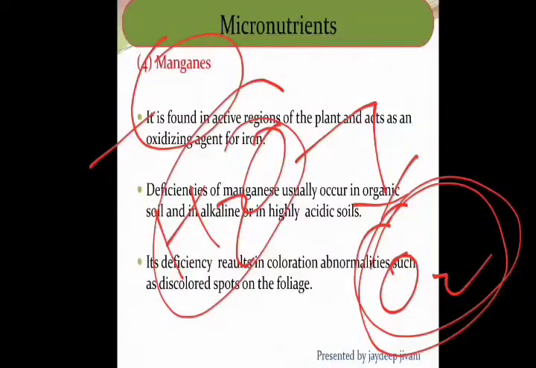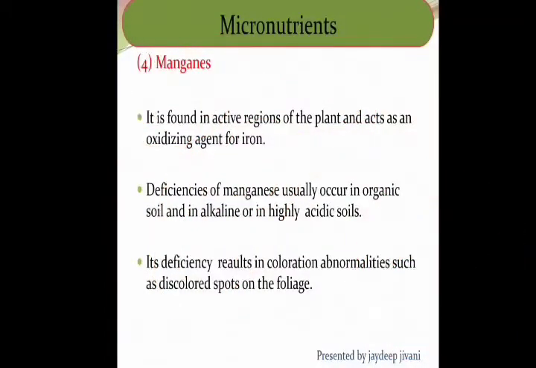So manganese is used for the photosynthesis reaction as well as the respiration system as well as an oxidizing agent for the iron. So this is all about the function of manganese in the plant. Now we will discuss its deficiency, how the symptoms will be observed. So now we will discuss the deficiency of manganese.